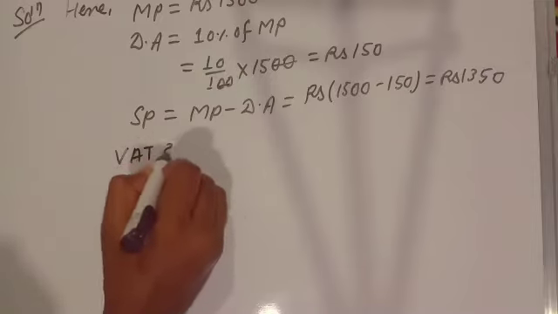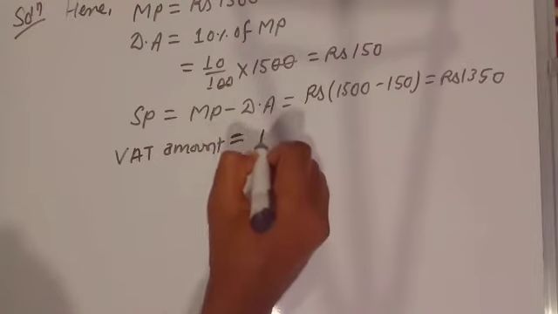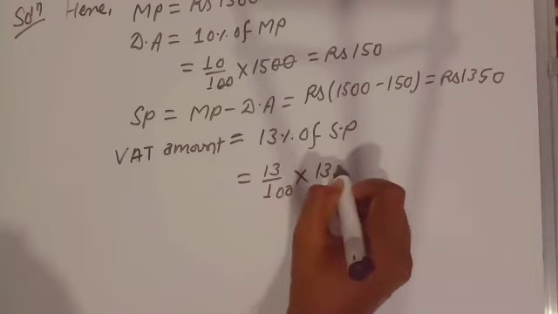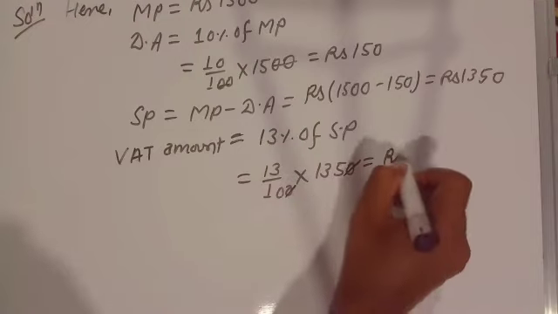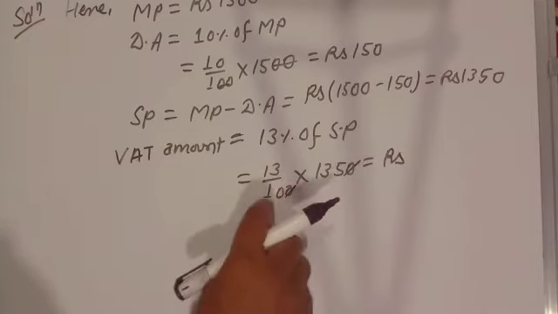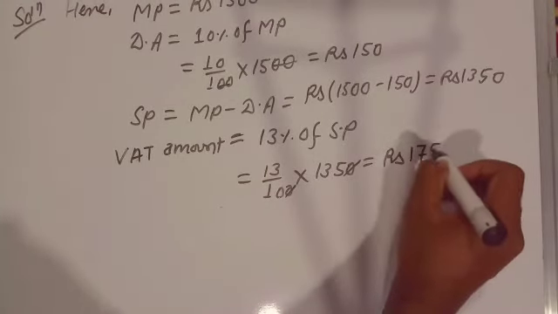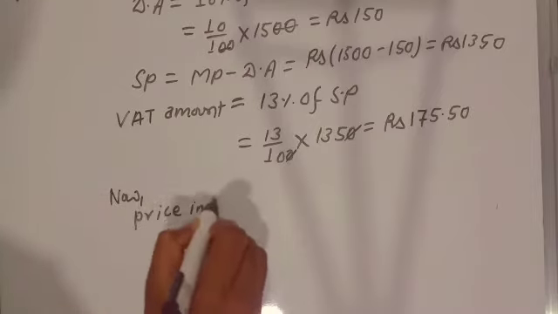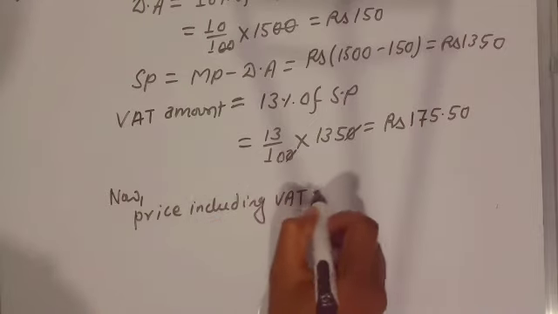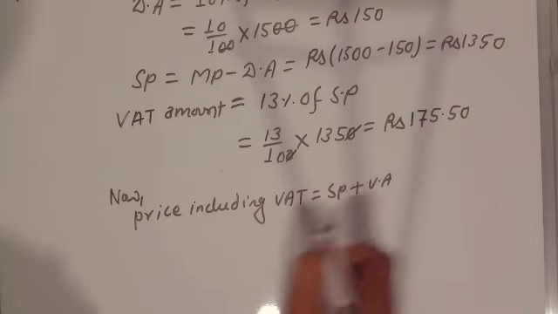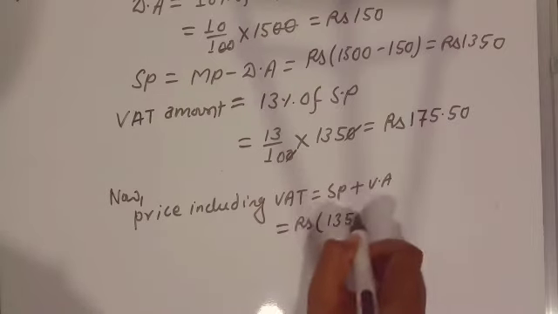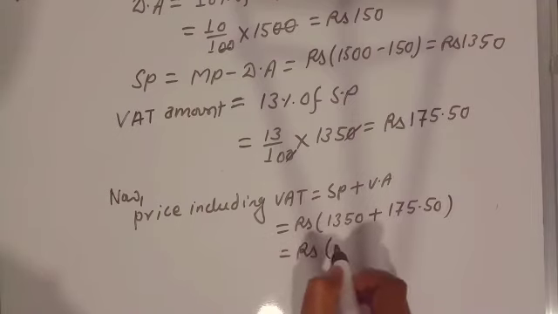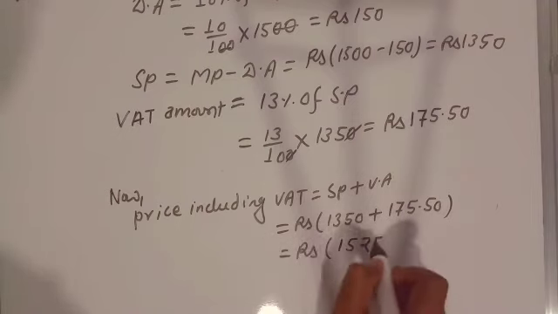Then find the VAT amount, which is VAT percent of SP, 13% of SP. 13 upon 100 times SP, which is 1350, zeros cancel out, Rs 13 times 135 divided by 10 is 175.5. Now we have to calculate price including VAT. Price including VAT equals SP plus VAT amount. SP is Rs 1350 plus VAT amount 175.50. This equals Rs 1525.50.